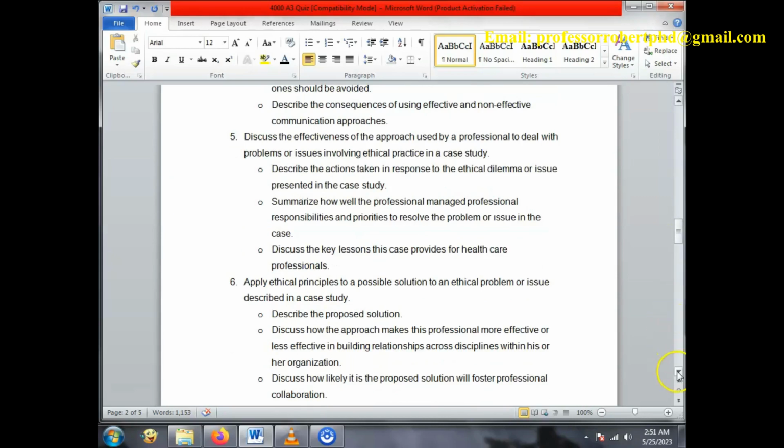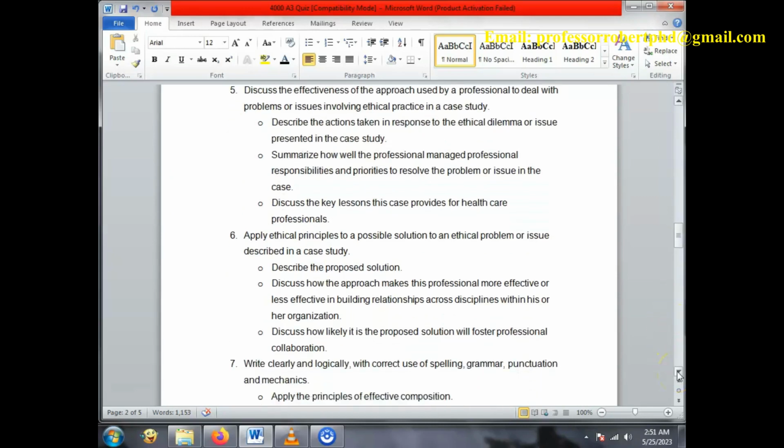5. Discuss the effectiveness of the approach used by a professional to deal with problems or issues involving ethical practice in a case study. Describe the actions taken in response to the ethical dilemma or issue presented in the case study. Summarize how well the professional managed professional responsibilities and priorities to resolve the problem or issue in the case. Discuss the key lessons this case provides for healthcare professionals.